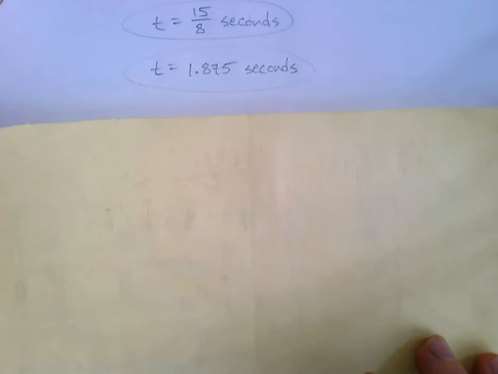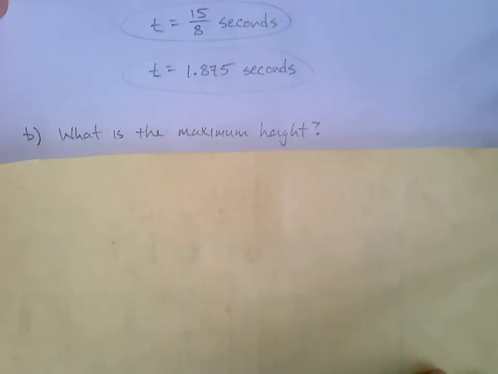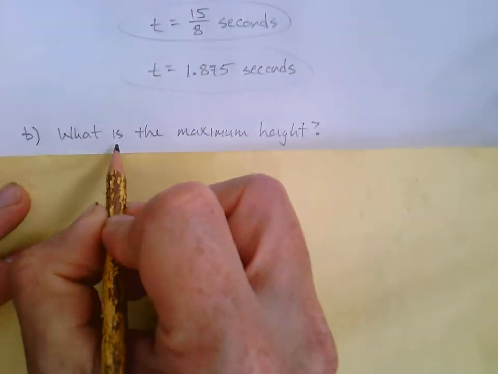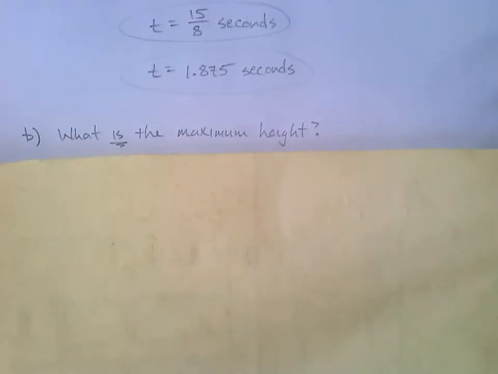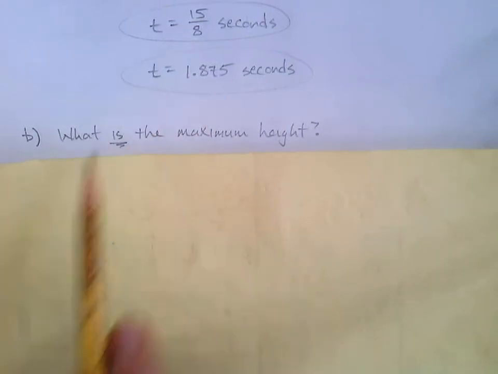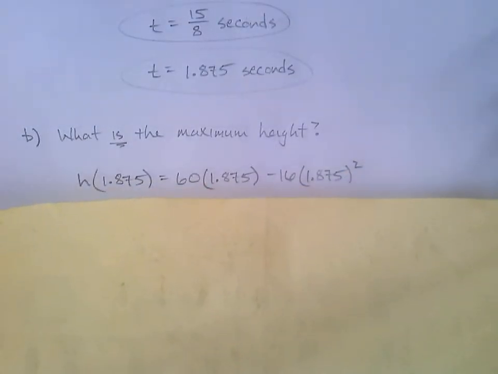What else might we ask? Well, if that's the time of the maximum height, what is the maximum height? How high up does it get? Well, here we don't need any calculus, right? If we know the time that it takes to get there, then we can just go back to h of t and plug that time in. So I'll use the decimal here, h of 1.875, and you can see I'm plugging it into the original function.